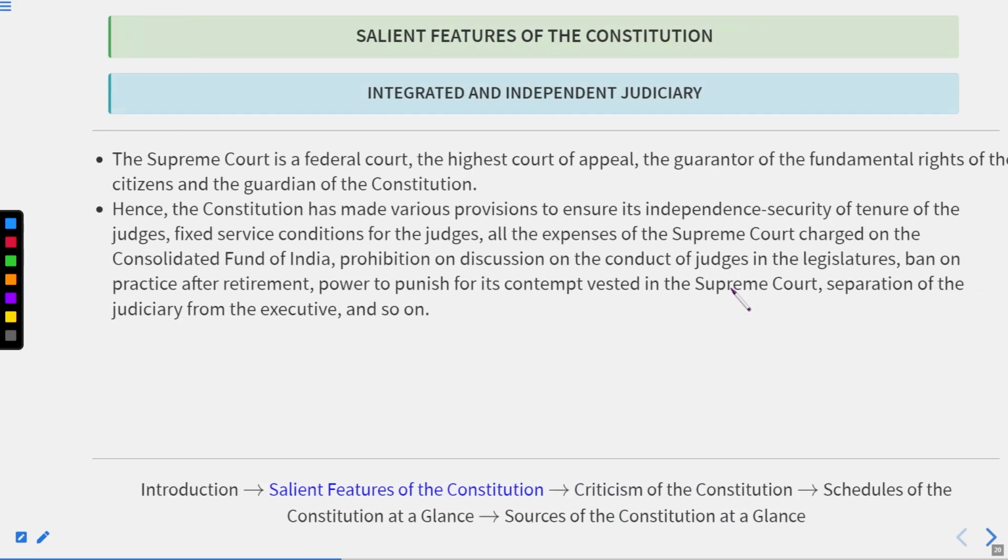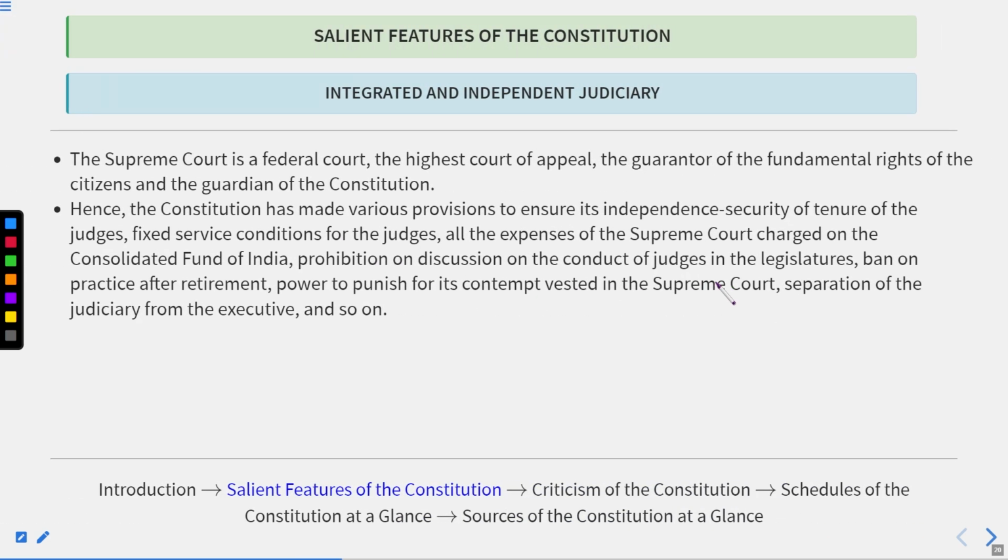All right. The Supreme Court is the federal court, the highest court of appeal, the guarantor of the fundamental rights of the citizen and guardian of the constitution. So basically, as I have shown you in the hierarchy of the courts, in India the federal court, or the national level court, is the Supreme Court, and it is the highest court of appeal. Beyond this, you could not file any case in any court. All right. This is the guarantor of fundamental rights. How? I will tell you in the upcoming lecture. All right. And guardian of the constitution.